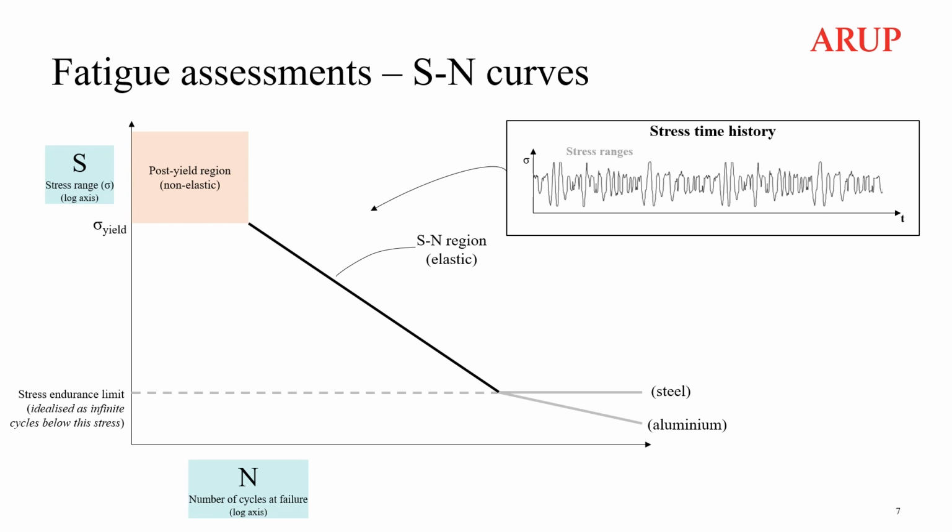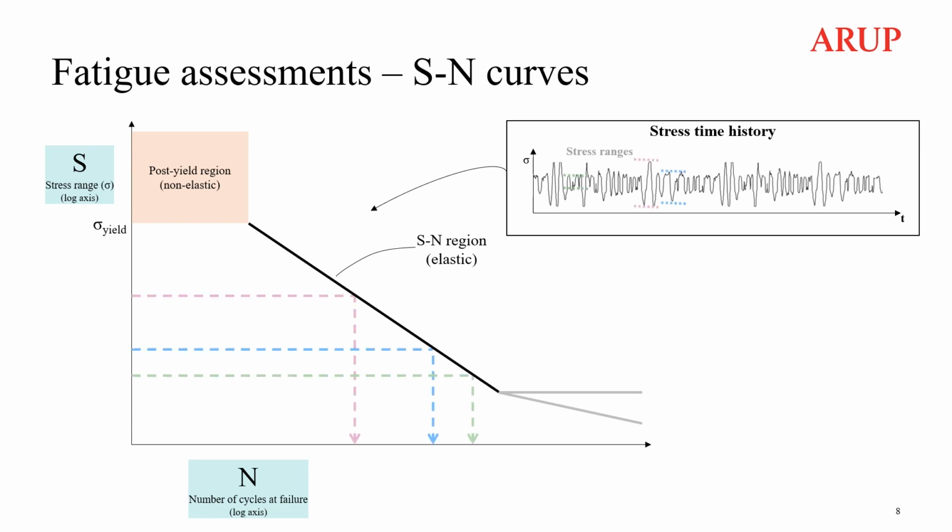In the region above this yield stress, material behavior is non-elastic and it should only take one cycle for failure to occur. In theory, some materials such as steel have an endurance limit, which is a stress range below which the structure should be able to withstand an infinite number of low stress cycles without failing. For aluminium, very low stresses do still have an effect, so there is typically not a hard endurance limit, as illustrated on the graph.